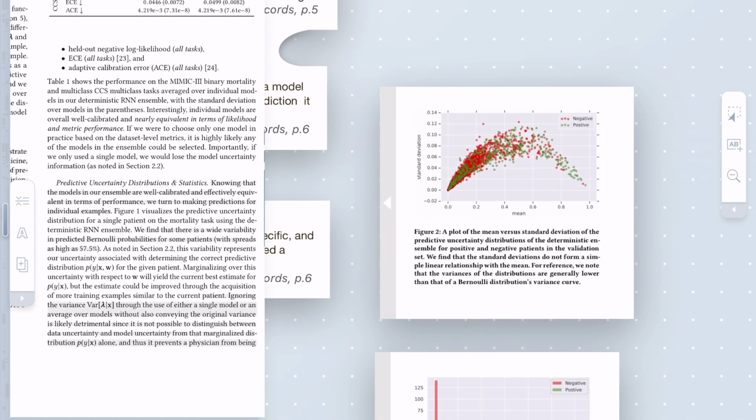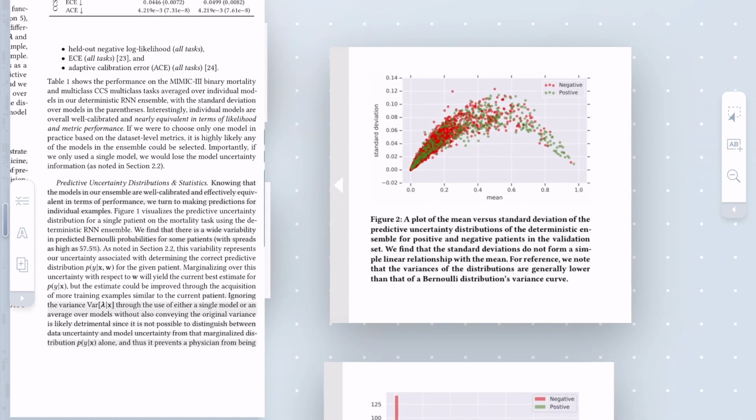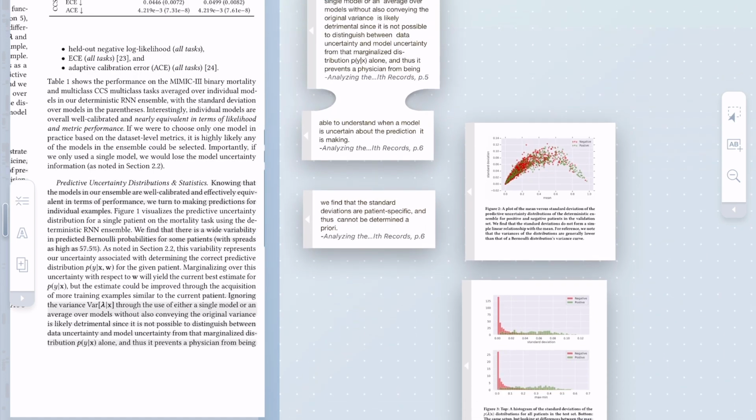One figure that is worth noting is here. So this is the plot of mean versus the standard deviation of the predictive uncertainty distributions, the probability of lambda conditioned on X, of the deterministic ensemble for positive and negative patients in the validation set. And then they find that for the standard deviations, there's no simple linear relationship between that and the mean. And they note that overall the variance of distributions are generally lower than the value for a Bernoulli distribution's variance curve.